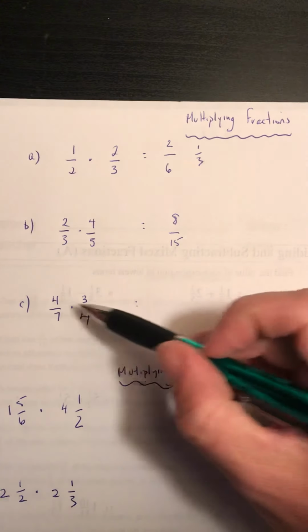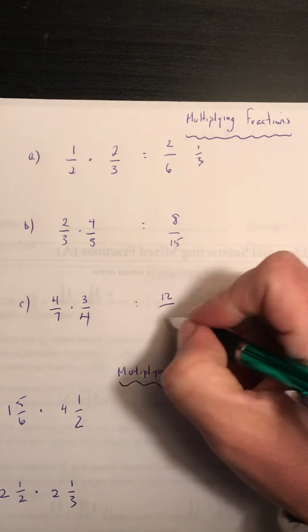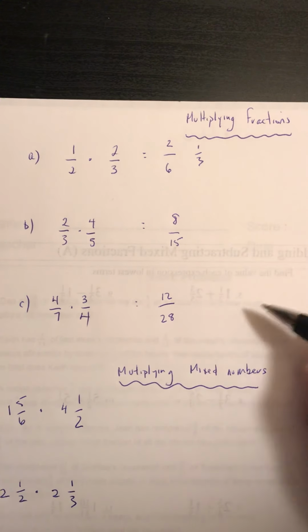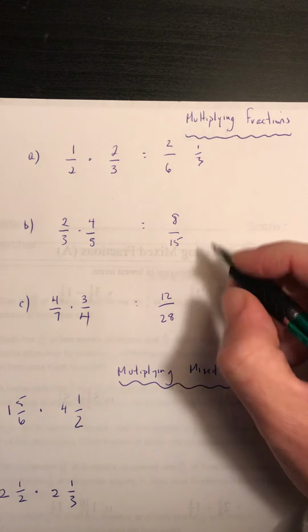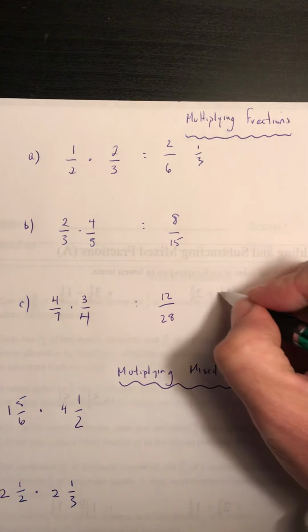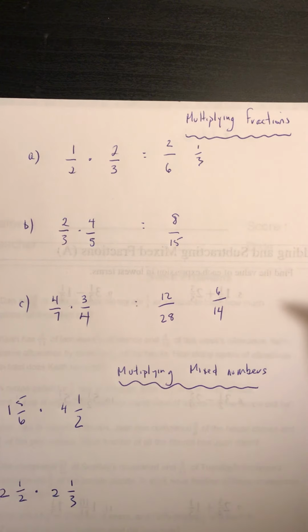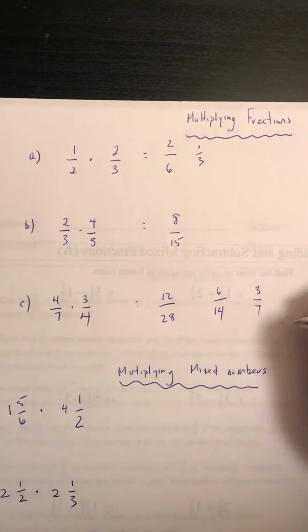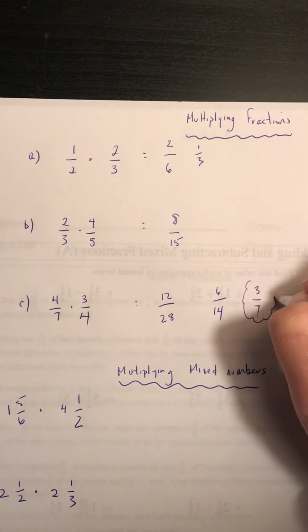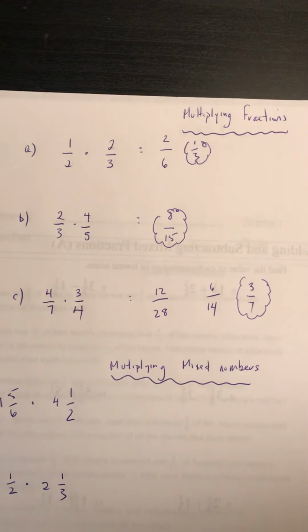And then what do we have here? We've got 4 times 3, which is 12, and then 7 times 4, which is 28. We can simplify this. Both of them are divisible by 2, so 12/28 gives us 6/14. And we can even go further. If we divide by 2 again, we get 3/7. So we simplify this down into our most reduced form.